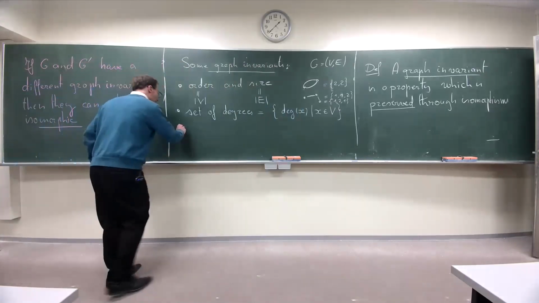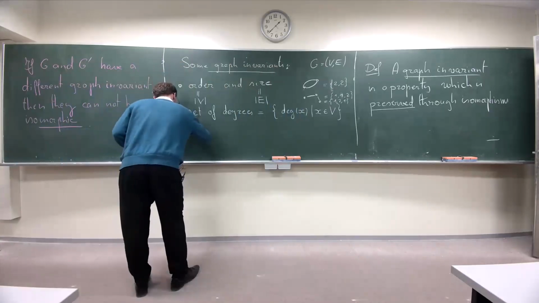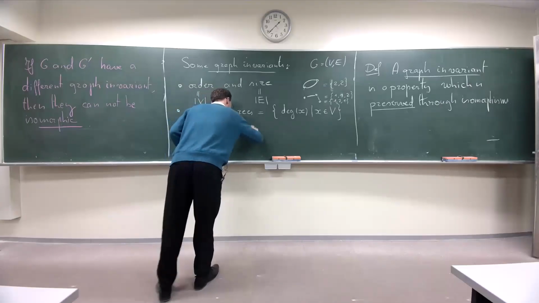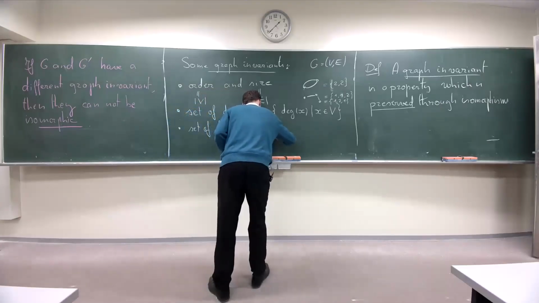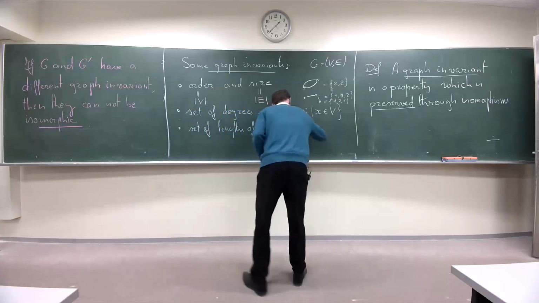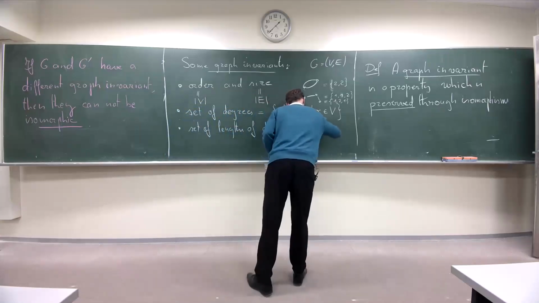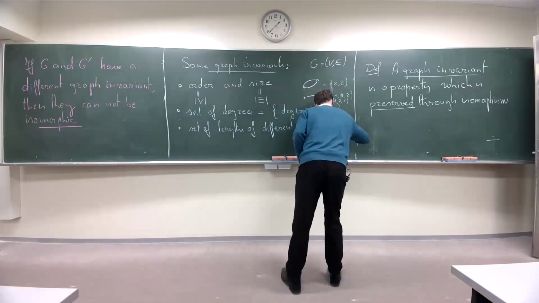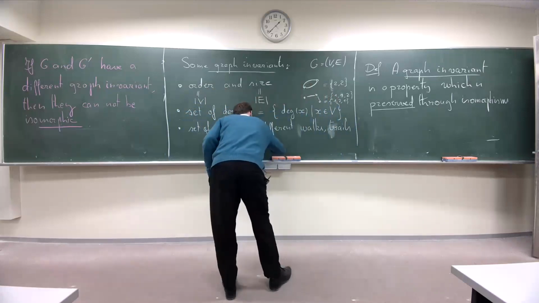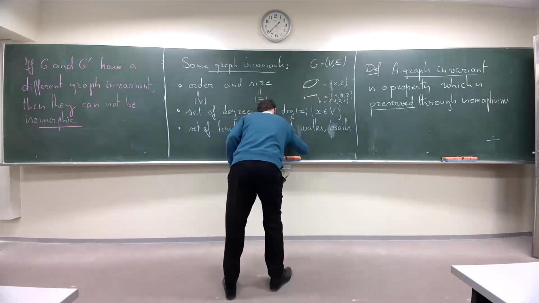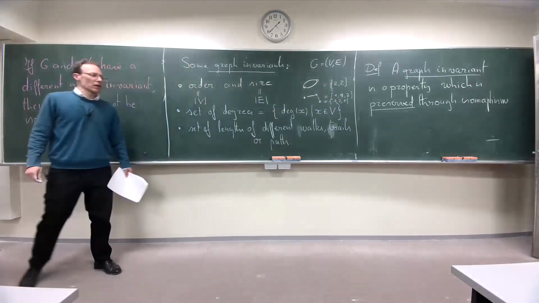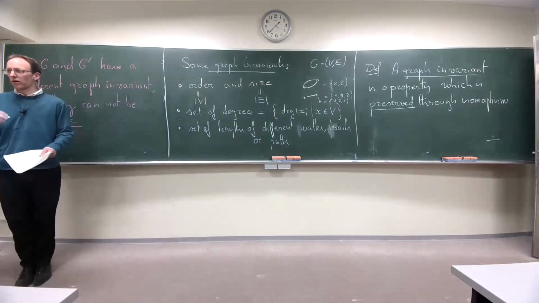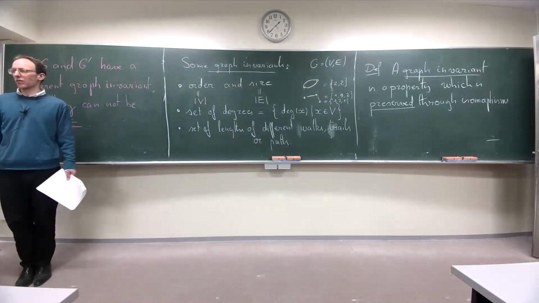Now, something more complicated. Set of lengths of different paths, walks, trails, or paths. You have to be a little bit careful with this because it can be complicated, but you can, again, do the list of all trails or all walks or all paths. It might be complicated.